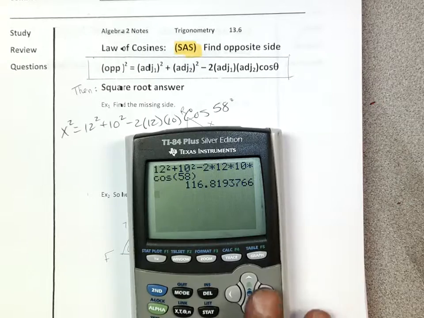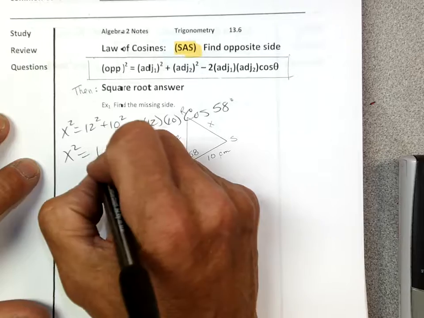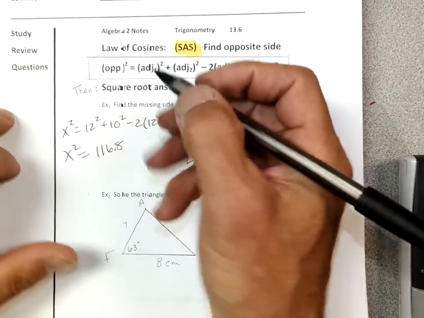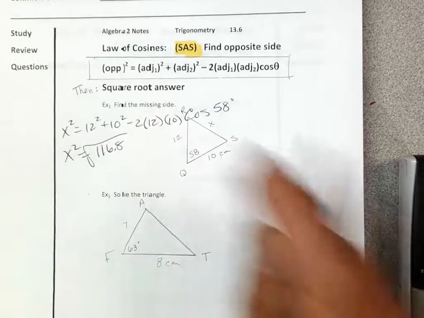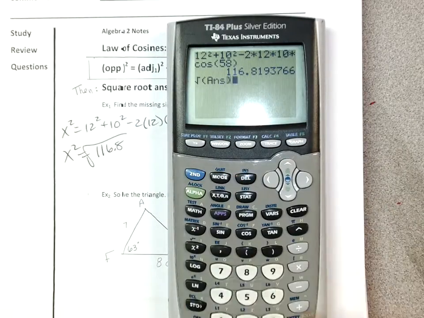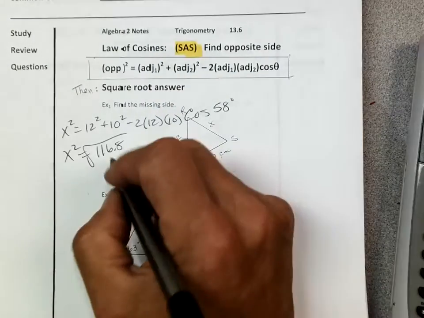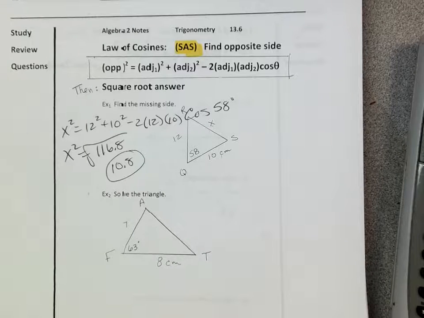But that's x squared. So I have x squared equals about 116.8, but it's x squared. So I take the square root of that, and I get an answer of about 10.8. Okay, it's not hard. You just have to use a calculator to type all the numbers in, okay? Thumbs up? Okay, good. Super easy, right?